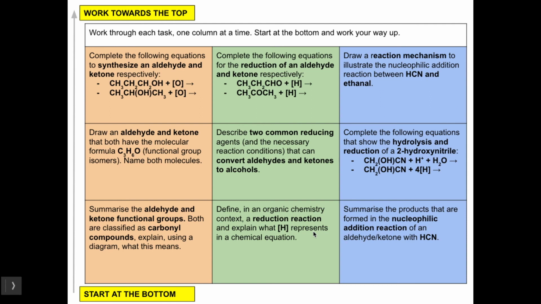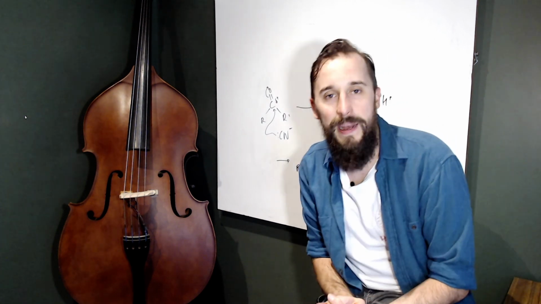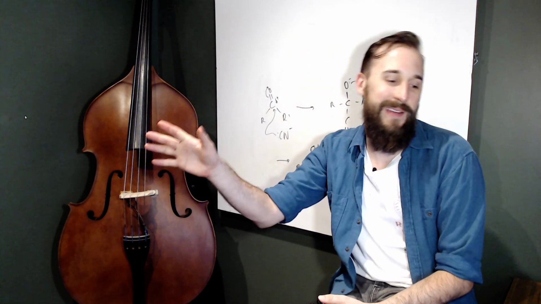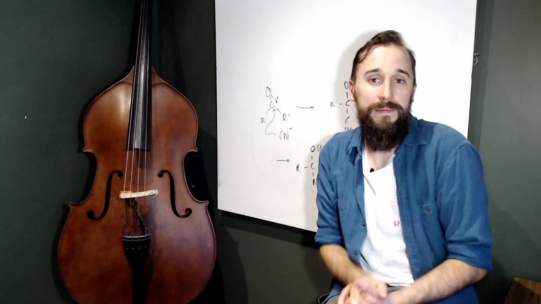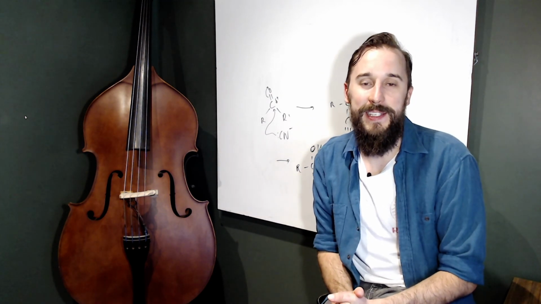Here are your tasks for this lesson. Pause, work through them a column at a time, starting from the bottom, and you will consolidate your understanding of this lesson. Thank you very much for your time. I'll see you in the next one when we're going to conclude our carbonyl compounds with a bit more of a look at our aldehydes and ketones. See you then.